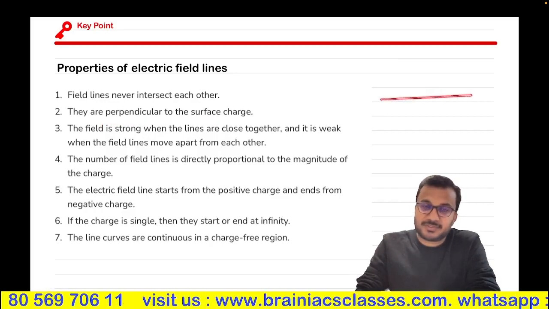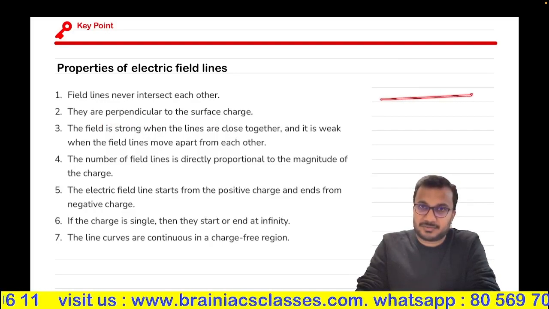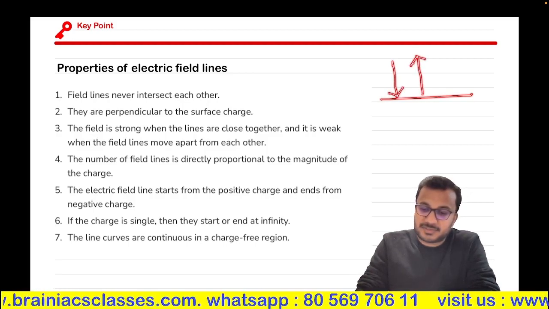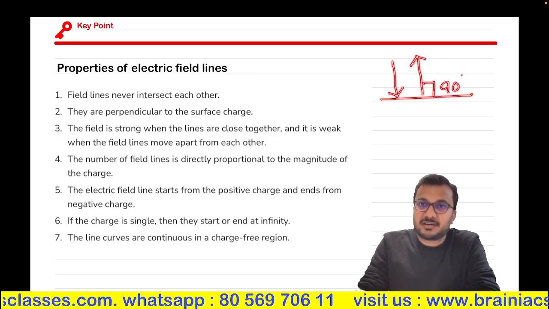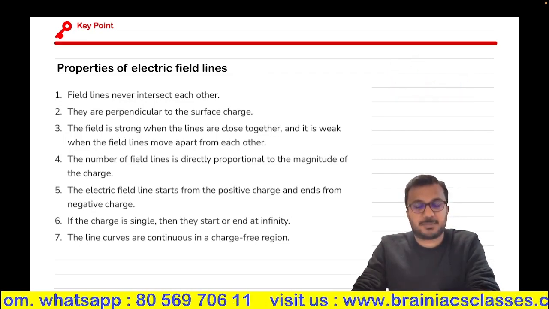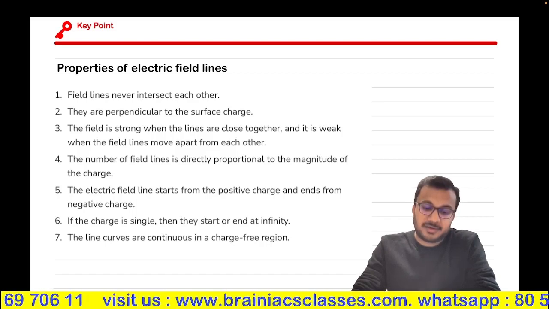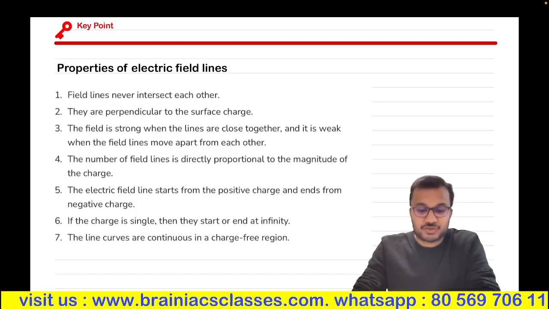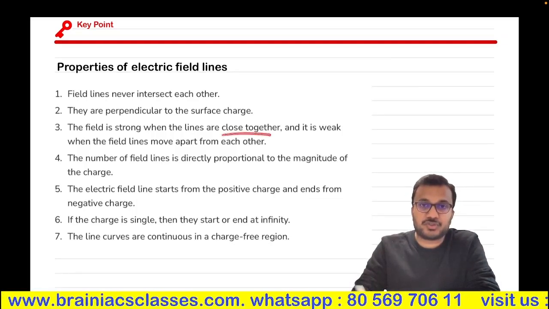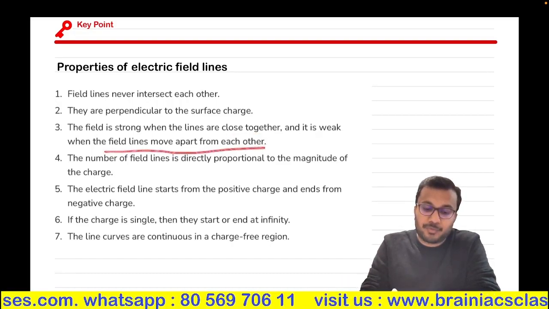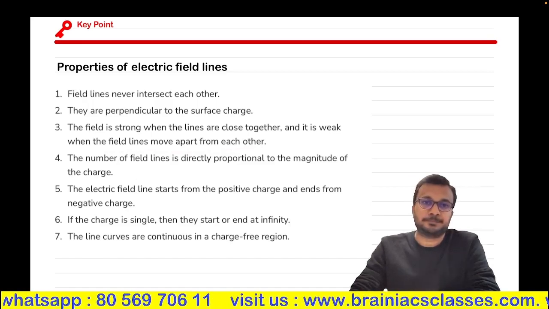Point number 2, they are perpendicular to the surface. If you have a surface like this one, whatever the surface, electric field lines either come in or leave the surface, but at what angle? 90 degrees to the surface, perpendicular to the surface. Third point, the field is strong when the lines are close together, and it is weak when the field lines are moved apart from each other.